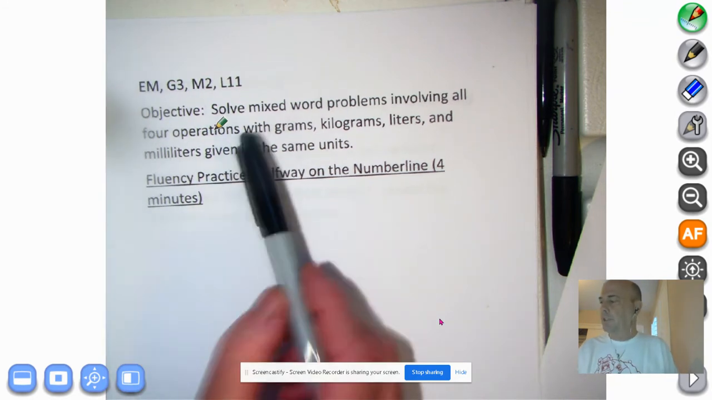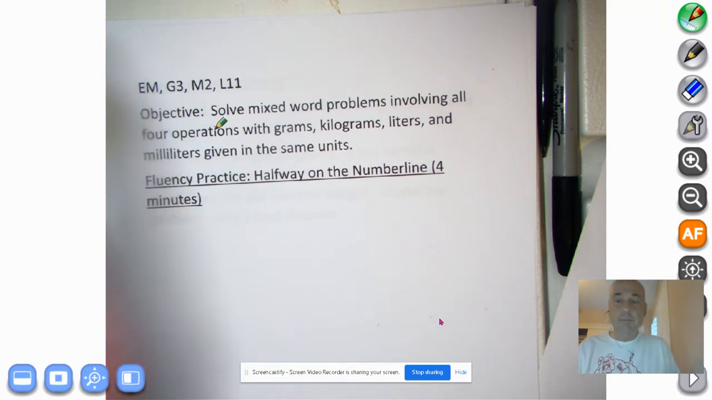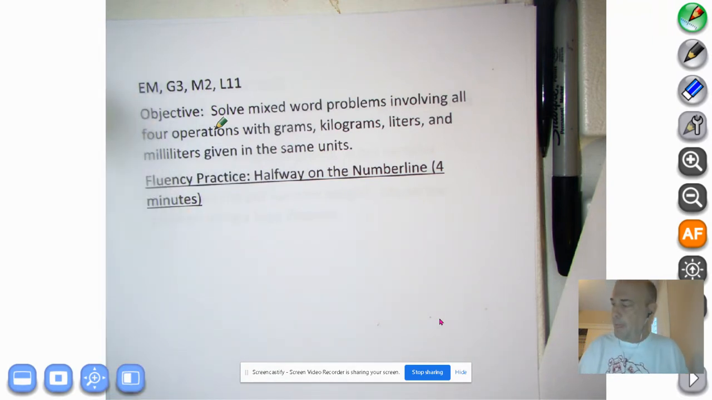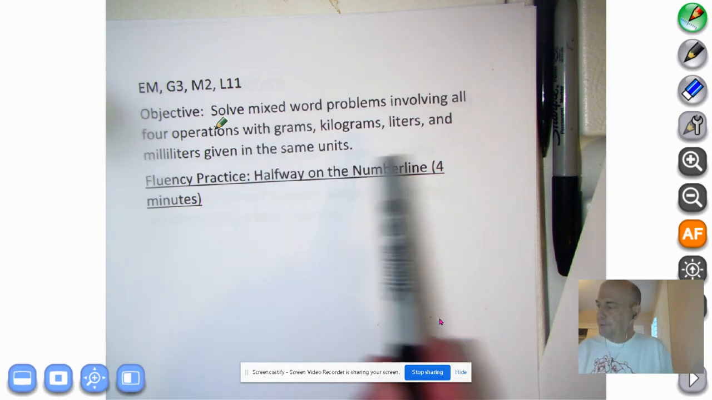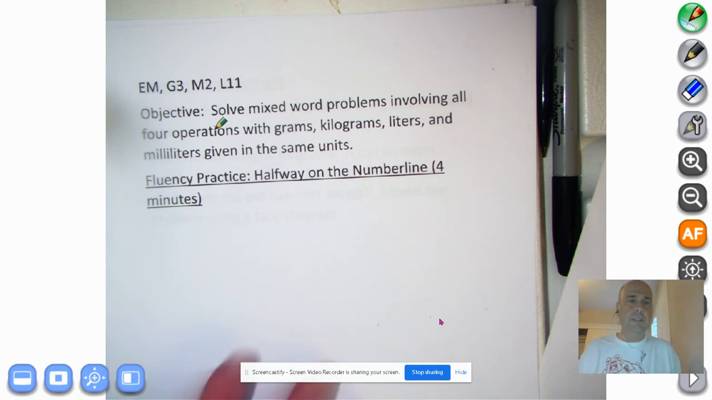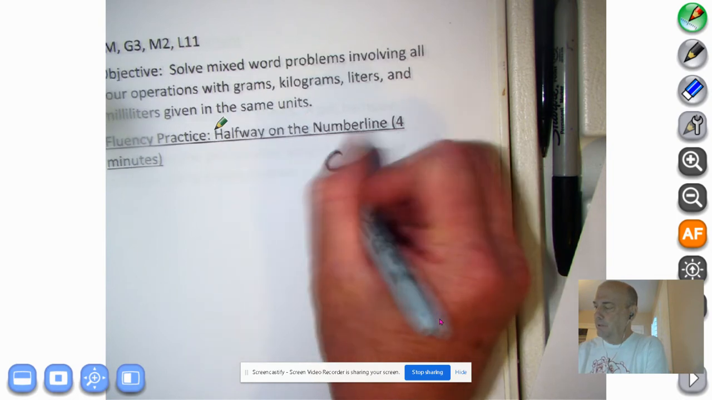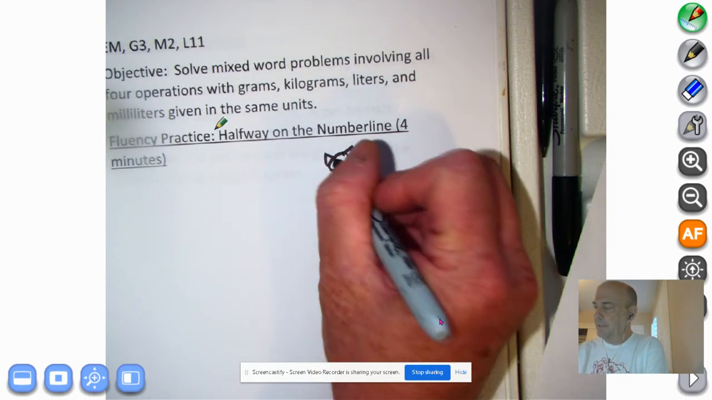Our objective is we're going to solve mixed word problems involving all four operations. Well, what are all four operations? Addition, subtraction, multiplication, and division, with grams, kilograms, liters, and milliliters given in the same units. All right, so that's our objective today, is to solve these word problems with units of measurement and using addition, subtraction, multiplication, and division. But first we start off with our fluency practice, and it's time to be the copycats.